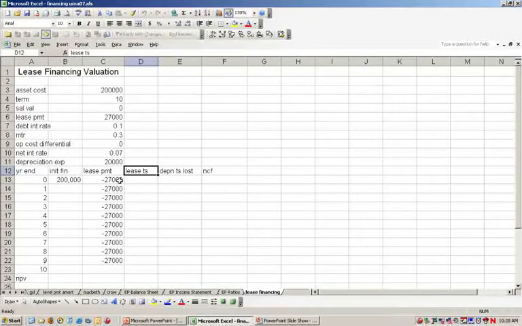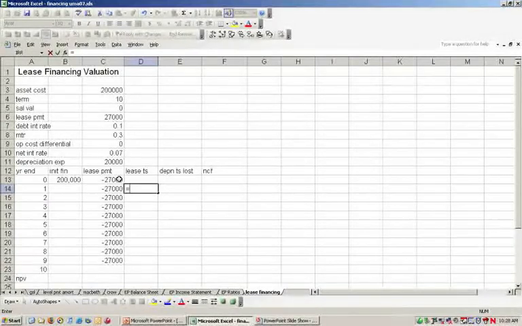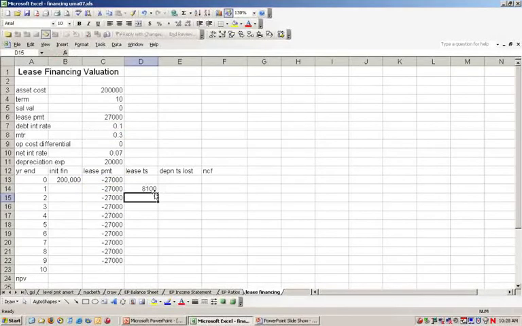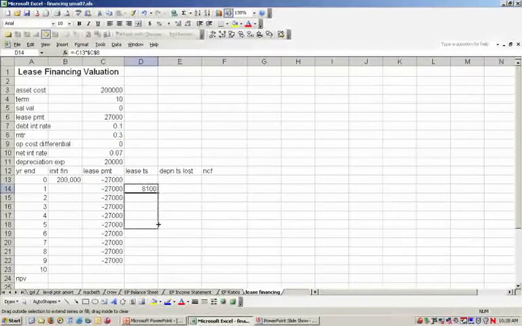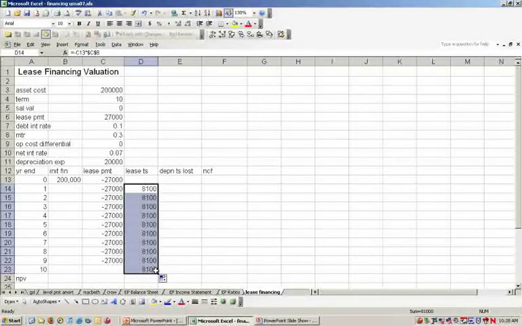So we can calculate the lease tax shield as equal to the lease payment that occurred at the beginning of the year. I'm going to put a minus sign in front of this to get rid of the negative lease payment, times the firm's marginal tax rate. I'm going to lock the cell reference for the tax rate. So the lease tax shield in each year is $8,100. That is to say, the firm will get back from the government $8,100 of its lease payment because of the income tax deductibility of lease expense.